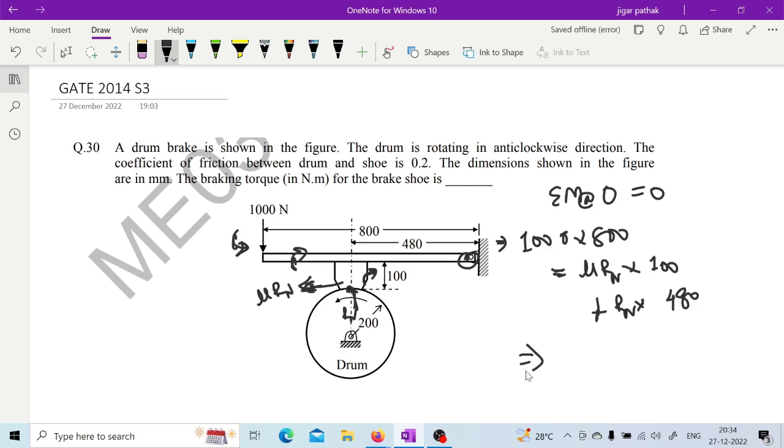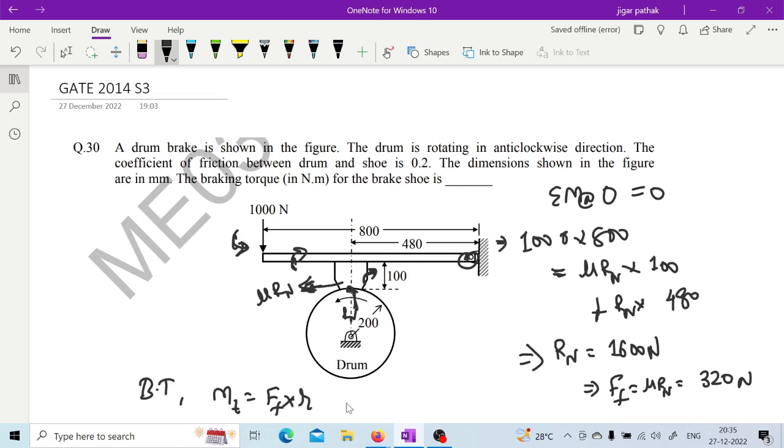Right. So I guess from this you can calculate Rn, because you have mu with you, right? 1600, sir. 1600 Newton. So once you have this Rn, you can calculate the frictional force mu Rn is equal to what? 0.2 into this, because mu is 0.2, so it is 320 Newton, correct? Yes, sir. And then braking torque will be equal to this frictional force into drum radius. So drum radius is again 200 mm, meaning 0.2 meter. So 320 into 0.2, so you will have 64 Newton meter. FF you have already calculated. So 64. Correct?